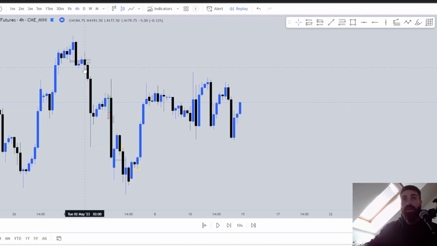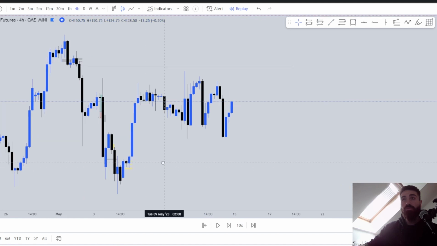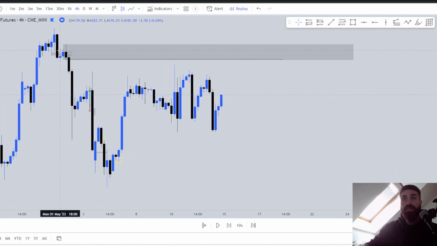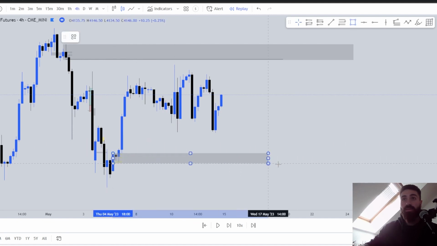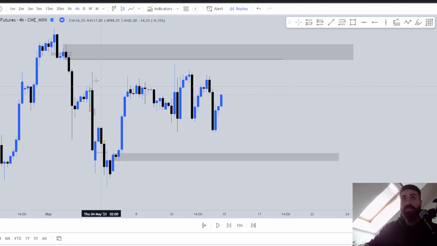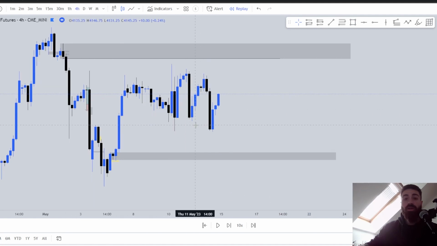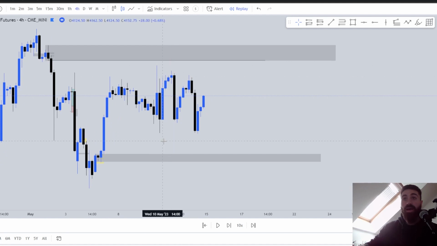As we can see here, we have this area right here that has not been retested, which resulted in a big move. We have this area right here that has not been retested, and we also have this area right here that has not been retested. What I mean by retested is that we did not come back to it. So those are on the 4-hour time frame. We have the high and the low.